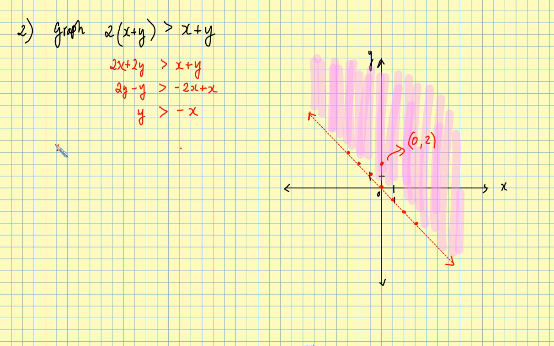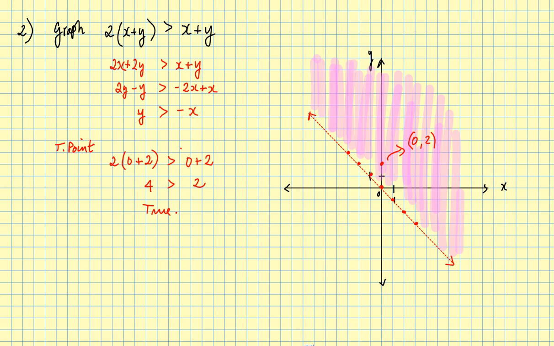So I'm just going to try using the test point just to show you. It's not something that you have to do, but it's just to make my point, to show you that there are numerous values that will make this statement true, that 2(x + y) is greater than x + y. So I will say 2 times (0 + 2) is greater than 0 + 2, and I end up getting 4 is greater than 2. And that is a true statement. So I know that the values that are above that line are the ones that make that statement true.